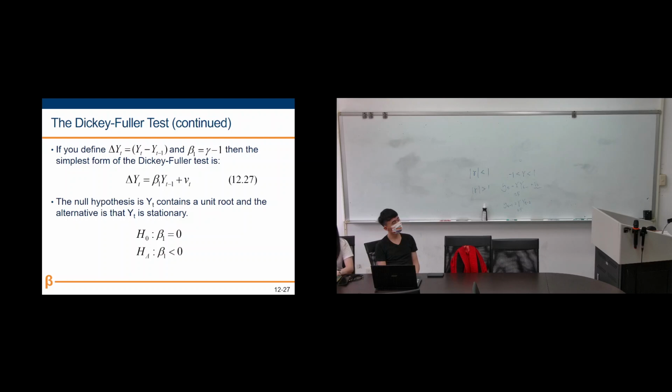Is it okay, Steve? Excuse me? You mean beta less than 0 can be non-stationary? Why? Gamma equal to minus 2.